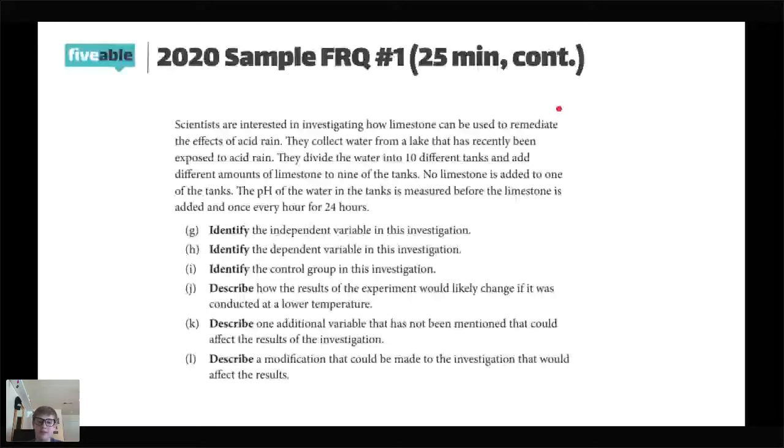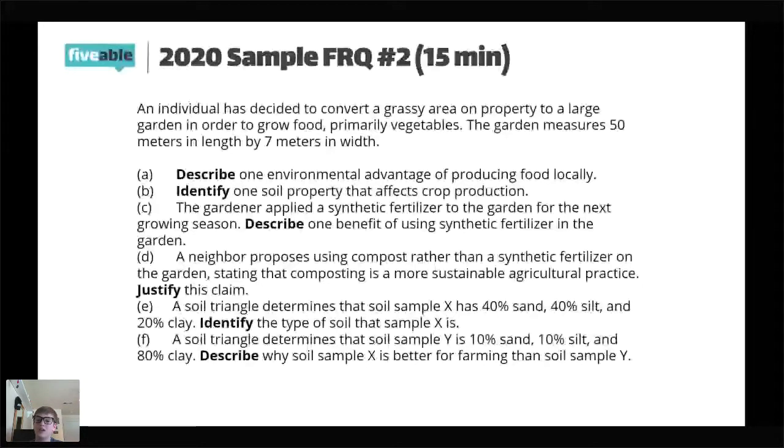So this one is going to be a described environmental solution. I kind of tried to write this one on my own, so it might not be as good, but we'll see. Let's go with part A first. Actually, let's read it. We're wasting our 15 minutes reading the question, guys. So it says an individual has decided to convert a grassy area on property to a large garden in order to grow food, primarily vegetables. The garden measures 50 meters in length by 7 meters in width. So part A says describe one environmental advantage of producing food locally.